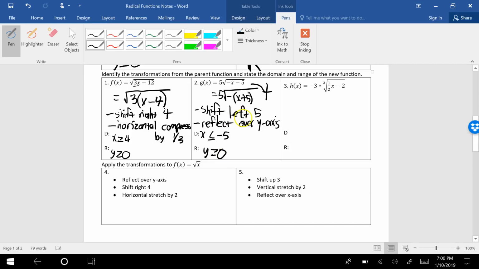Oh, and then I forgot to write, so times 5 is a vertical stretch by 5. Now the vertical stretch makes it taller, but it didn't change the starting location. So compared to the original, our graph is shifted to the left and it's steeper, but it still starts at 0 and then goes up forever.